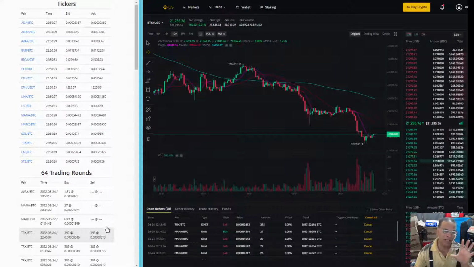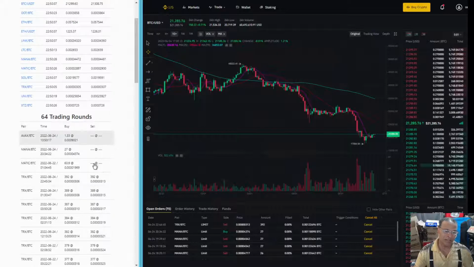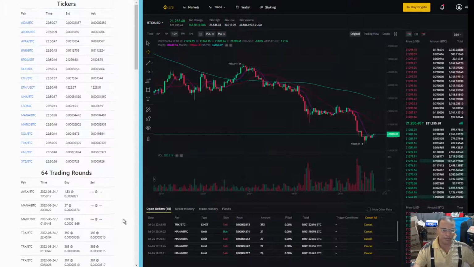So now I can kind of see, I scroll a little bit and I'll see, okay, I got 3 or 4 of these things that are within 5 points of exit. I know that there's a good chance that some of these rounds are going to close.